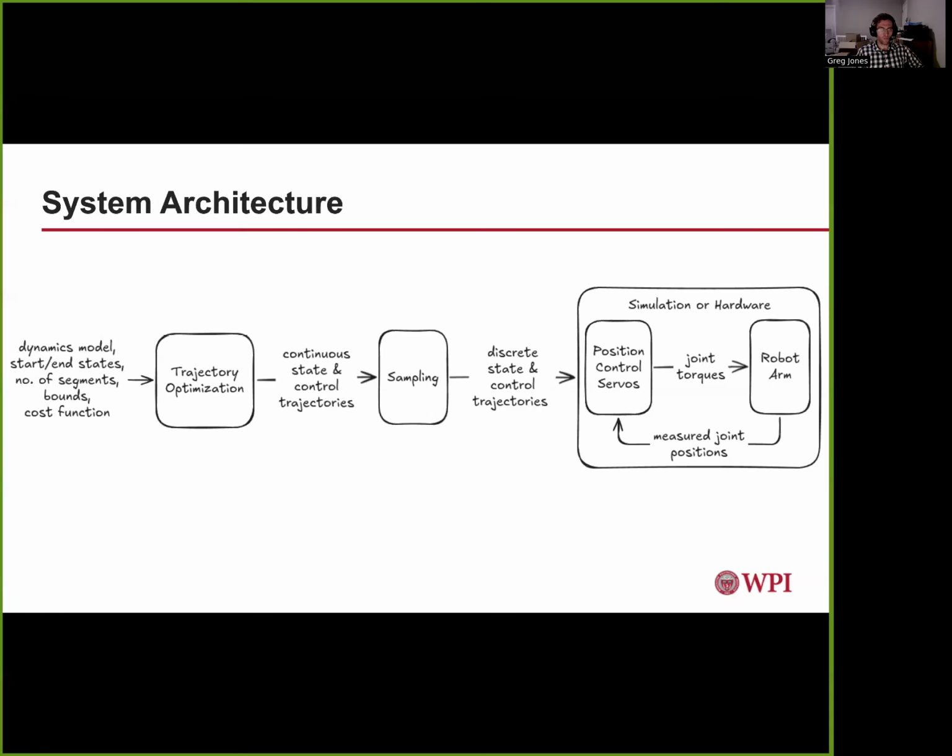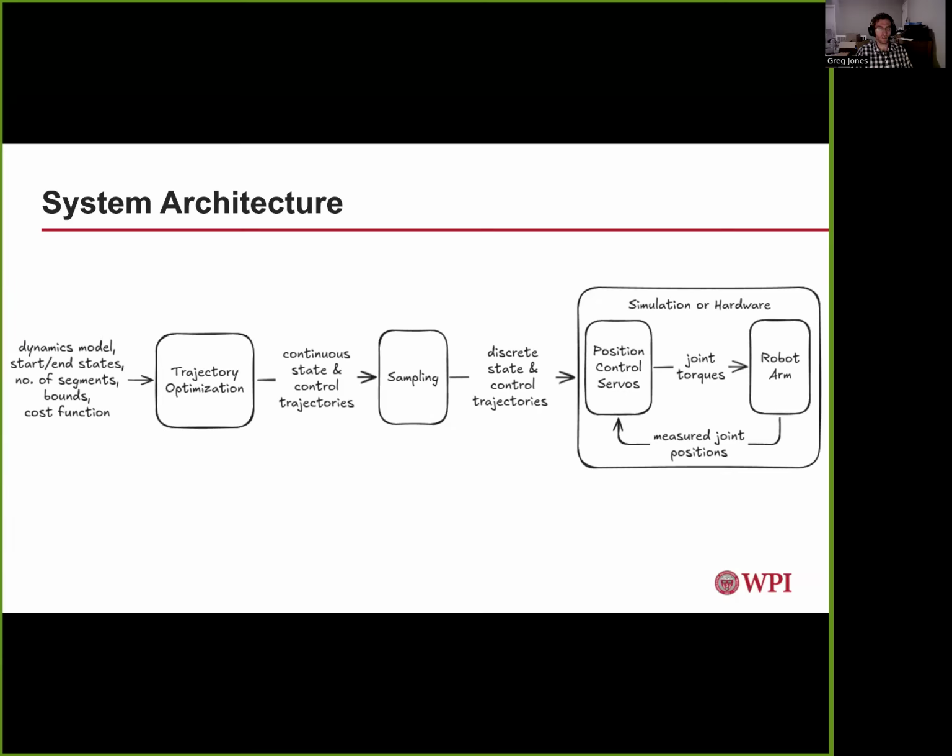At a high level, system architecture includes trajectory optimization, sampling, and then the simulator or physical hardware. So on the left-hand side here, you have the inputs, which will make a bit more sense as I go into more detail on the algorithms, but it includes the dynamics, start and end states, number of trajectory segments, the bounds, which would be like position limits, and the cost function. And then the output of the trajectory optimization are continuous state and control trajectories.